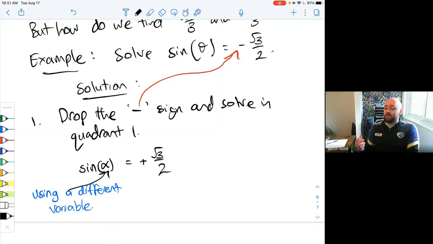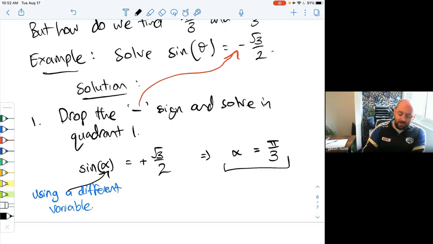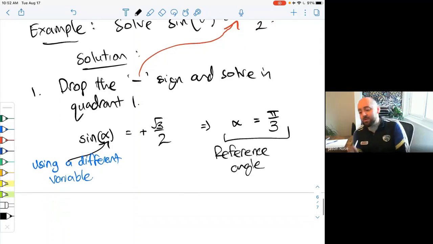Now, again, you want to have memorized everything in quadrant 1, sine, cosine, and tan of your pi over 6, pi over 4, and pi over 3. So from your memory, you should be able to say, okay, which one of those gave me √3 over 2? From what I've memorized in quadrant 1, well, sine of pi over 3 is √3 over 2. And what I'm calling this here is a reference angle. That pi over 3 is going to help me find the real answers.